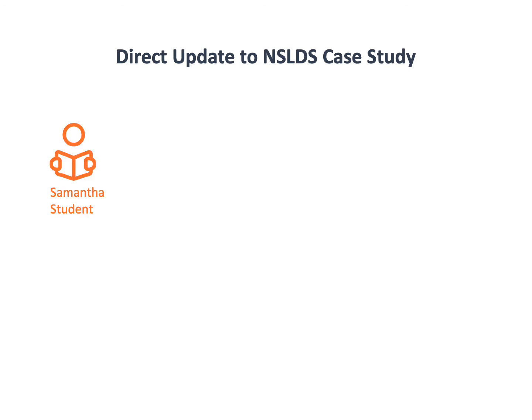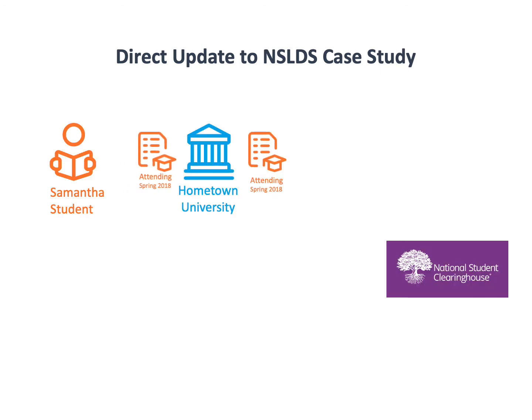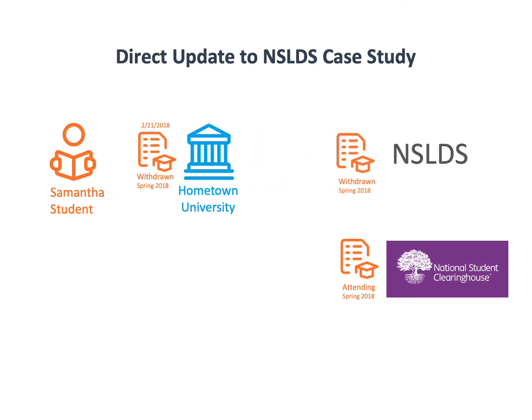Samantha's student was attending Hometown University for spring 2018. Samantha ended up dropping all of her courses on February 21st, 2018. After Samantha dropped all of her courses, an employee at Hometown University updated NSLDS to report the withdrawn status for Samantha effective February 21st. However, the same withdrawn status was not reported to the Clearinghouse. When the Clearinghouse responded to the SSCR roster, the previously reported enrolled status for spring 2018 was reported. After reporting this to NSLDS, an error 32 was returned.